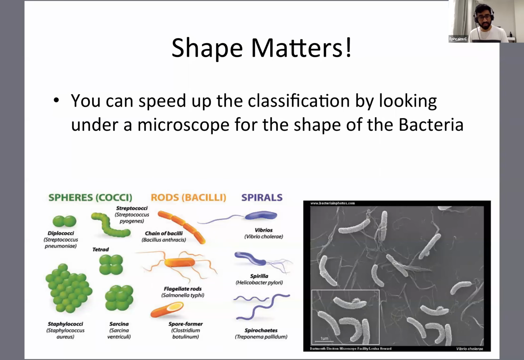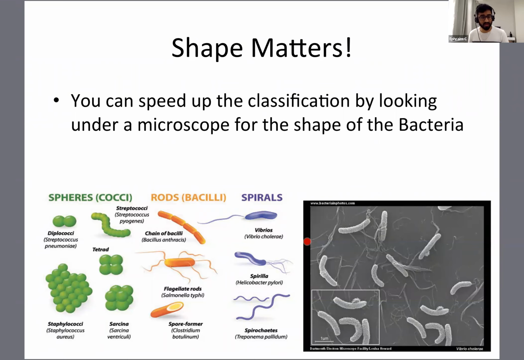So you can actually classify shape into 3 different types of bacteria. You've got spherical bacteria, known as cocci, in Latin, cocci means spheres. Rods, you've got bacilli, and you've got spiral bacteria. And they all have unique shapes. And different bacterial species take on different shapes.